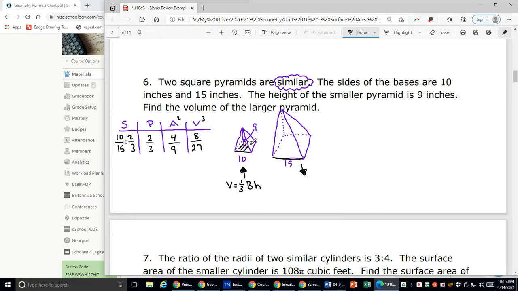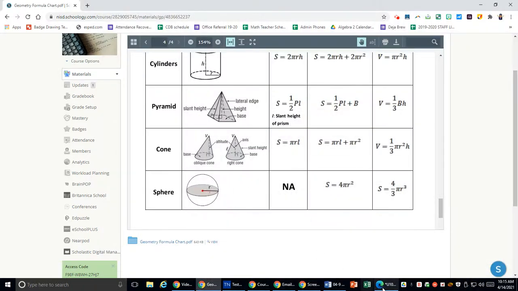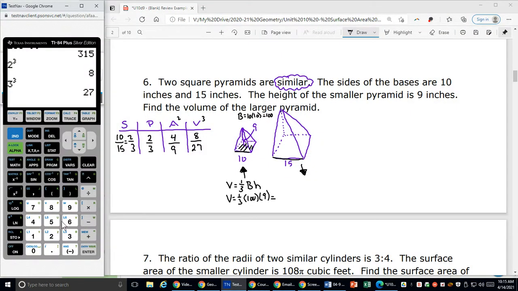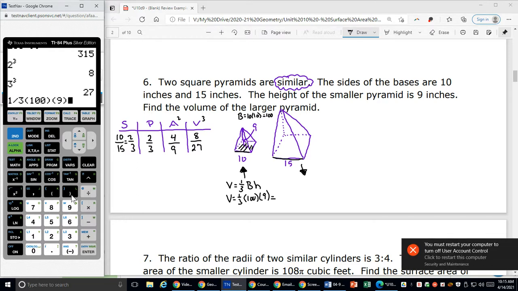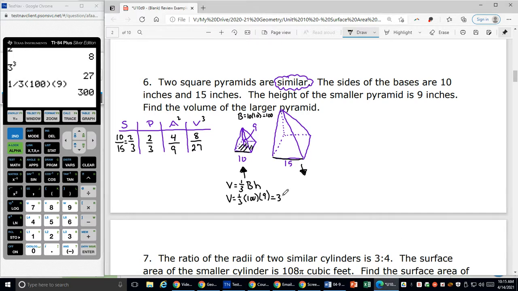Now my base is this square. My base is 10 by 10. So my base here is 10 times 10 because it's a square. So my base is 100. And my height is 9. So the volume of the small pyramid is, oops, I wanted to grab my calculator, 1/3 times 100 times 9. And that gives me 300. And again, that is for my small one.